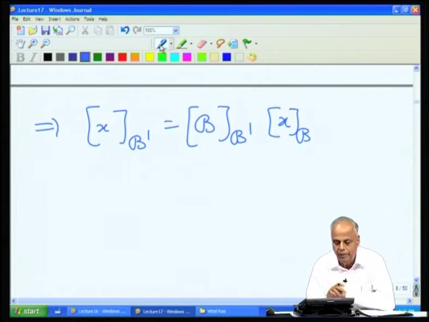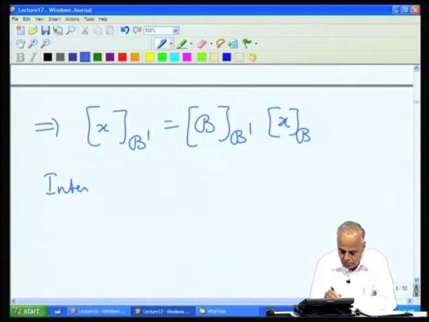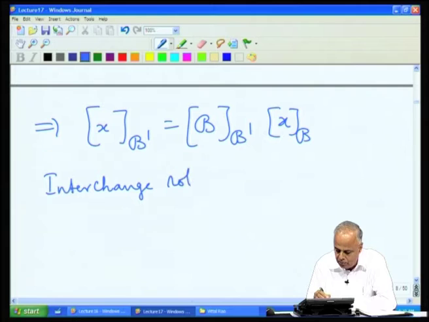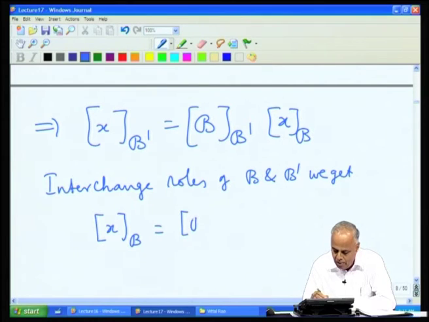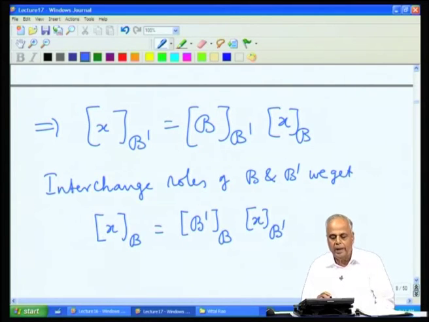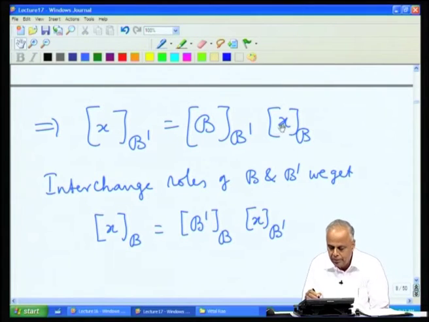Similarly, if we interchange the roles of B and B', we get x_B will be, now we have to represent the B' basis in terms of the B basis, and here it will be x_B'. So, knowing the representation of x in terms of the basis B, you can get the representation of x in terms of the basis B' by the connection between B and B', and knowing the representation of x in terms of the basis B', we can get the representation of x in terms of the basis B by connecting B' with the B basis.